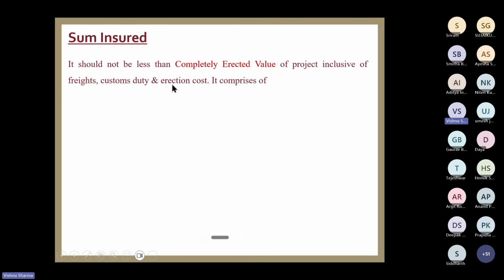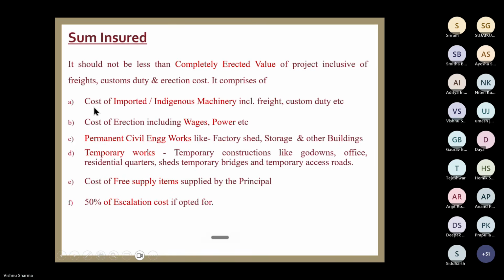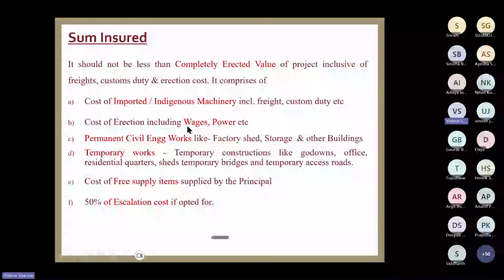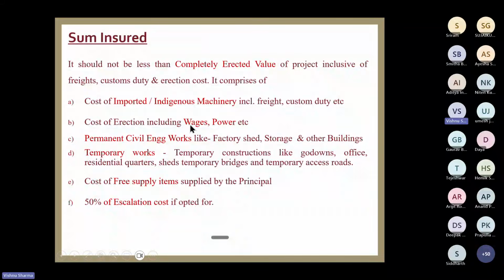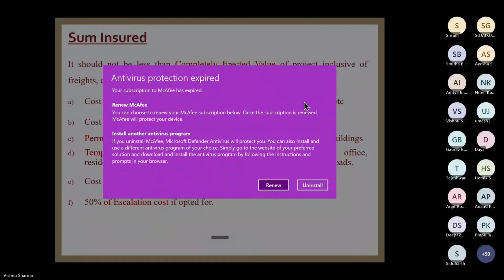Now how to arrive at that value? You take the cost of imported or indigenous machinery which is going to be erected, including freight, customs duty, installation, handling charges, duties, GST, everything included in this. Then the cost of erection. What is the cost involved in erecting those machineries? Naturally, the wages, power.